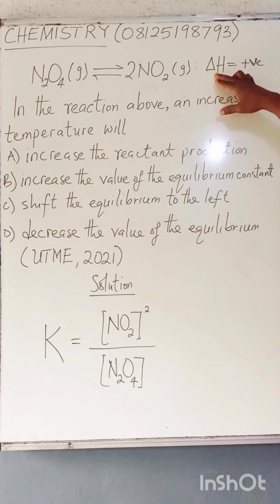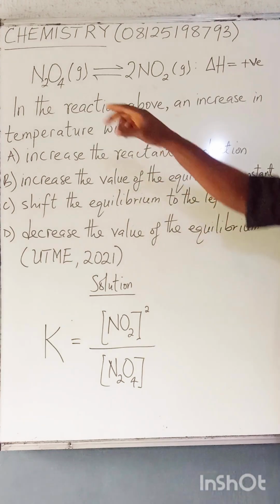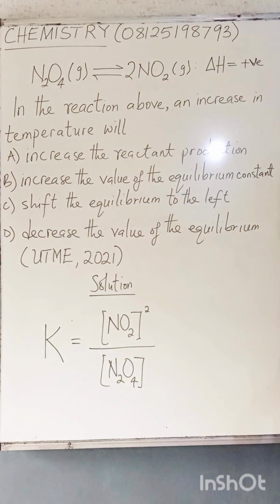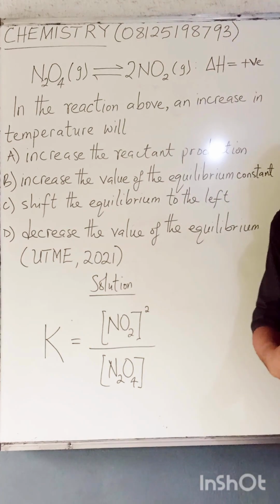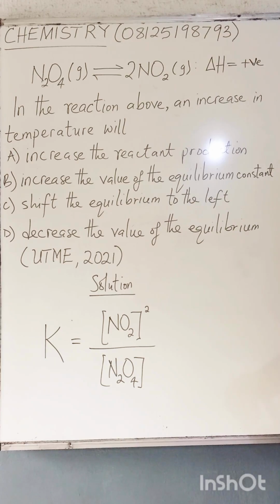And when the delta H value is positive, it means that the forward reaction is endothermic. An endothermic reaction is a type of reaction during which heat is absorbed into the reaction system. And how you know that heat is absorbed is when you feel the beaker or the test tube or the reaction container. At the end of the reaction, the container feels cold to show that heat is absorbed from the surroundings into the reaction mixture.